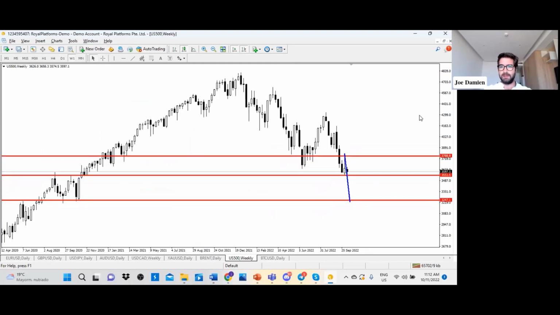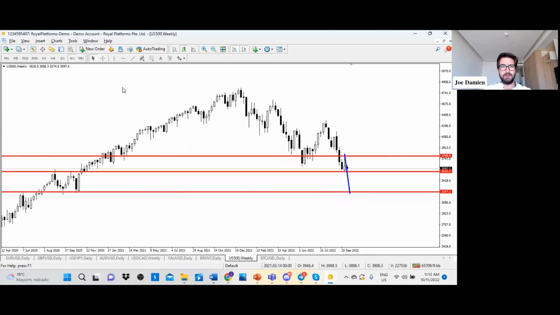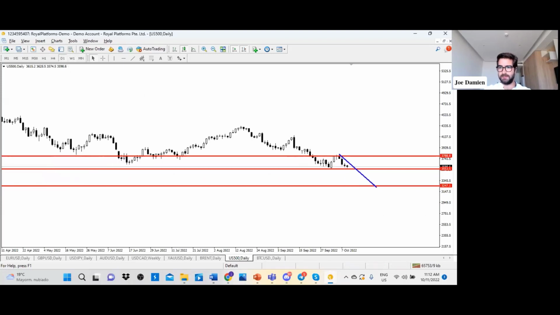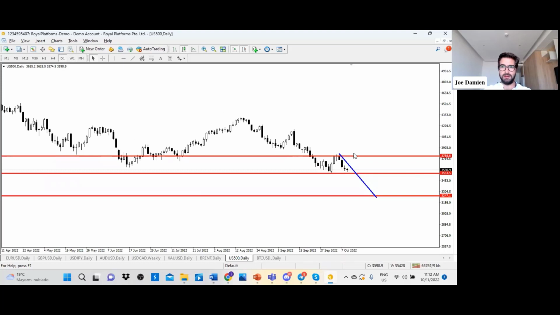US 500 is facing sellers. On the weekly time frame, okay, so the market, lower highs, lower lows. We are in a downtrend, especially as everyone is talking about the recession. So the market is not doing well for the US equities.